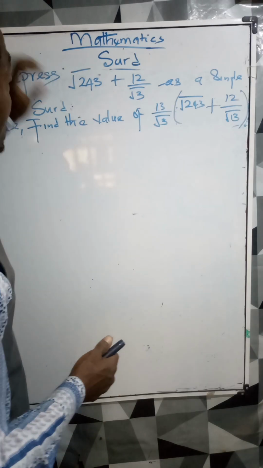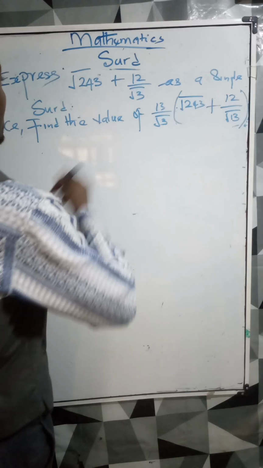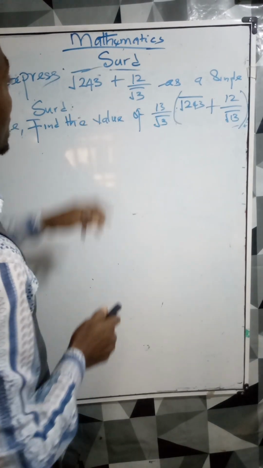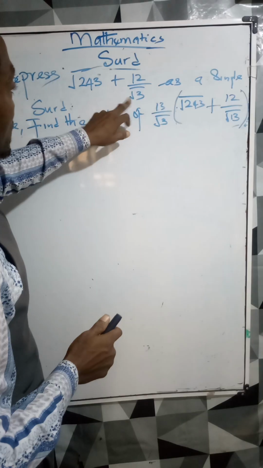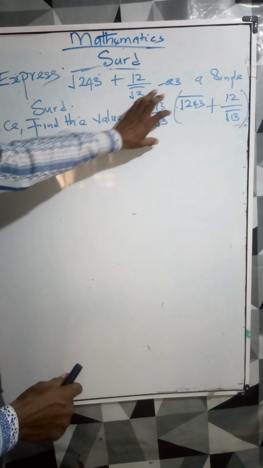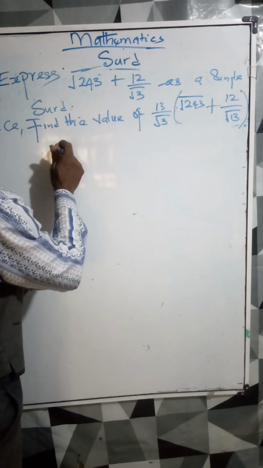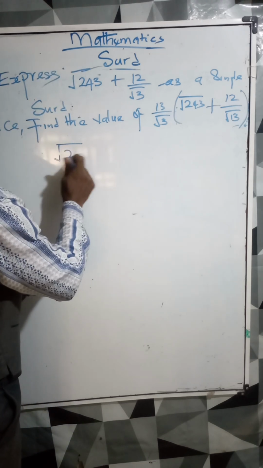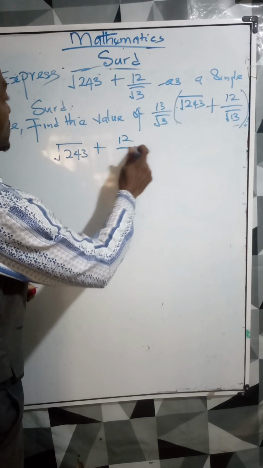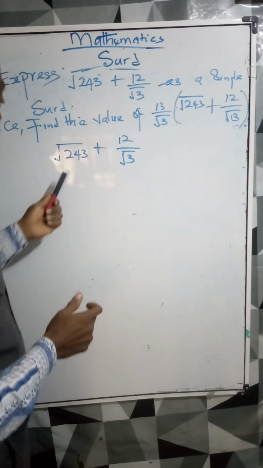So let's do this question: express root 243 plus 12 over root 3 as a single surd. Hence, find the value of this. So let's express this particular one. Our real question is root 243 plus 12 over root 3. Now this is our real question.